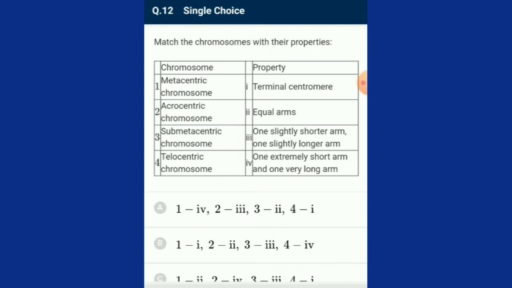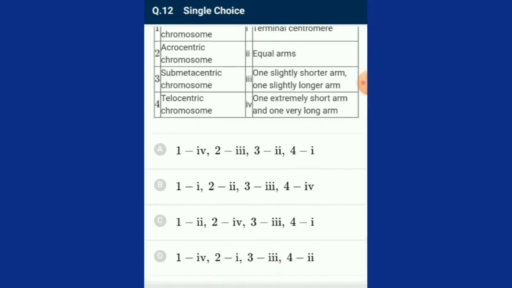Metacentric: the centromere is at the middle. Telocentric: it is a terminal centromere. Acrocentric: the centromere is located close to the end, making one arm very long and the other one very short. Submetacentric: the centromere is close to the center but not at the center. So the correctly matching option is option C.